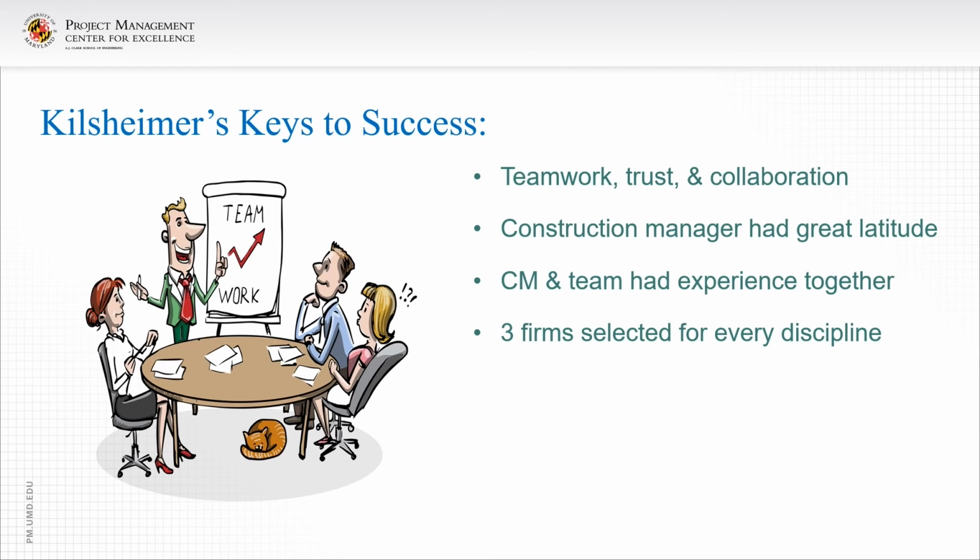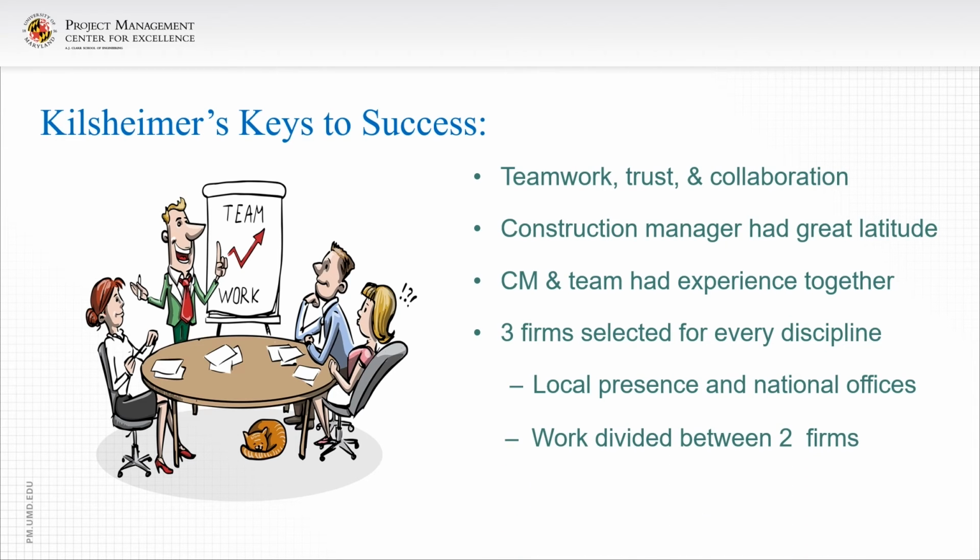3 subcontractor firms were selected for every discipline. They needed to have a local presence, which was a plus, and they needed to have a national office also because they wanted companies to have great procurement opportunities and presence. The work was typically divided between 2 firms, and the 3rd firm performed as a peer review.